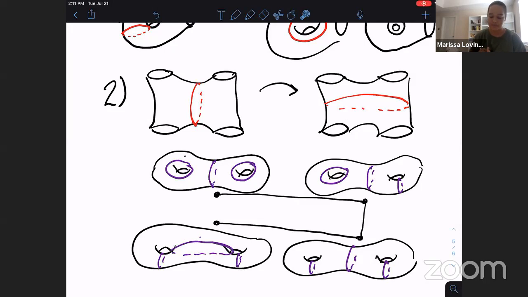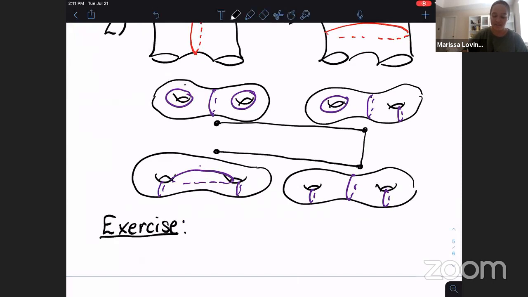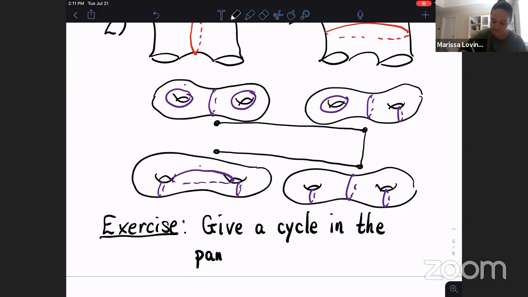Okay, so one of the things I added to the exercises today was, because I was writing these notes this morning, maybe I should admit how last minute that is, I wanted to draw an example of a cycle, but I didn't think of one off the top of my head. So I think an exercise would be to give a cycle or a loop in the pants graph. So I added this to the list.